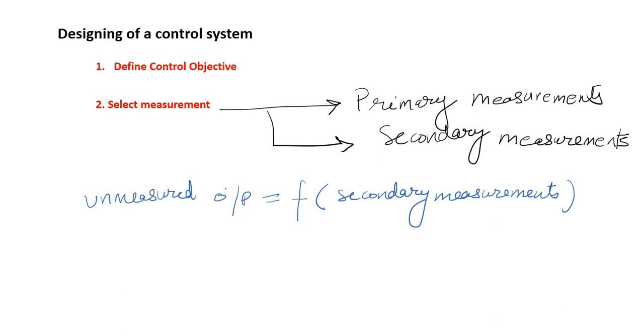Moving further, the third point in designing a controller objective is to select a manipulated variable. Now once the controller objective is defined and various measurements have been identified, the question comes: what parameters or variables can be manipulated? In order to control the liquid level in the tank, we can either adjust the flow rate of the inlet or adjust the flow rate of the outlet. So inlet flow rate or outlet flow rate will become the manipulated variable.